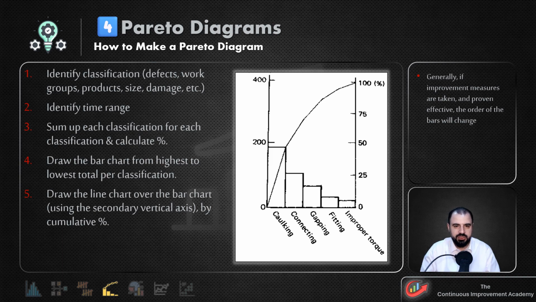So the vertical axis, we have two vertical axes. The left one, I can use it for showing the frequency of each classification, and the right hand side axis, I can use it to represent the cumulative percentage for those classifications. Then finally use the percentage axis in order to identify your target classifications. So as we saw before, in order to target 75% of the issues, I should be focusing on connecting and caulking issues.